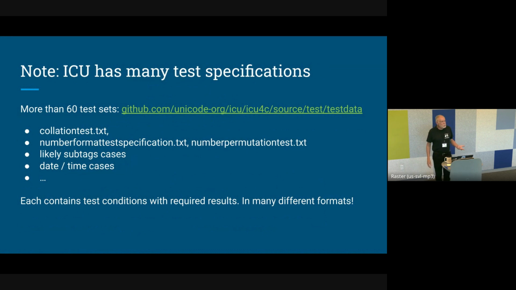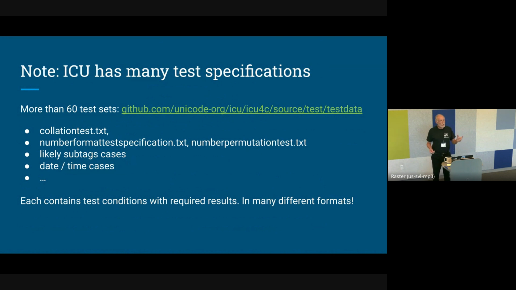Now, ICU does have many test specifications. In the GitHub repository here, which is under ICU for C, source, test, and test data, there are more than 60 test data sets. And they've been built over many years of the Unicode and ICU process. Several examples are the collation tests. There are several different number formatting tests, likely subtags, date and time cases, and so on.